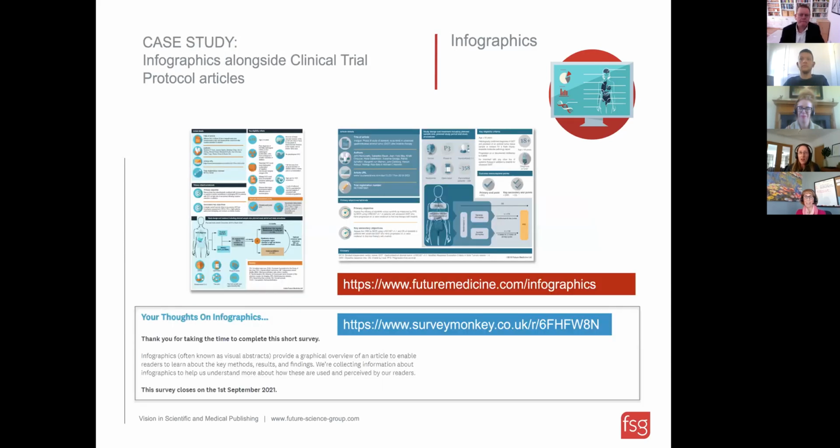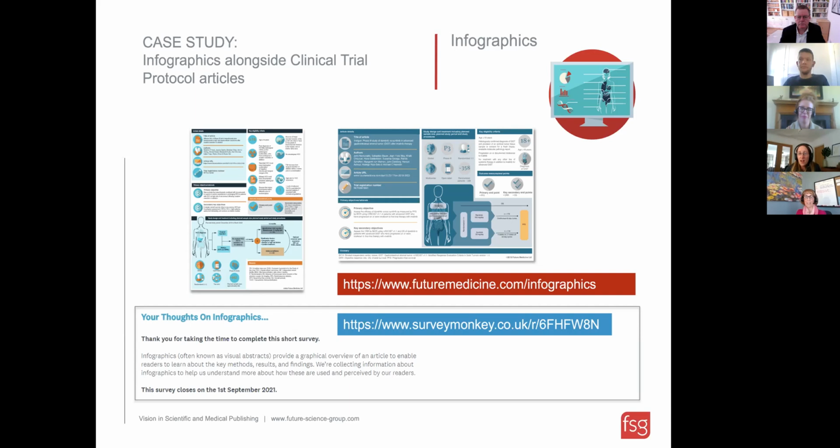The case study I will present involves a specific type of infographic that we publish. As a group, all our journals feature articles called clinical trial protocols, which are very much like the trials in progress presented at meetings like ASCO and ESMO, where the design and rationale of a trial is discussed. We saw that featuring infographics alongside clinical trial protocol articles was really beneficial, as readers could get an easy to read snapshot of the article being discussed.